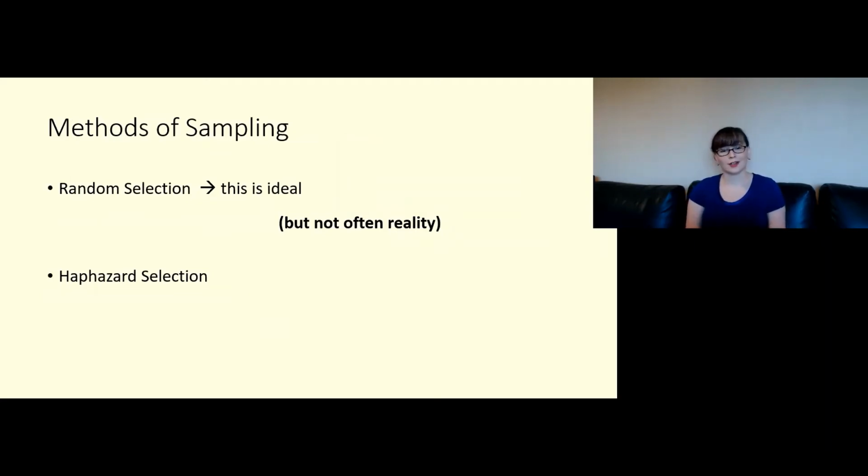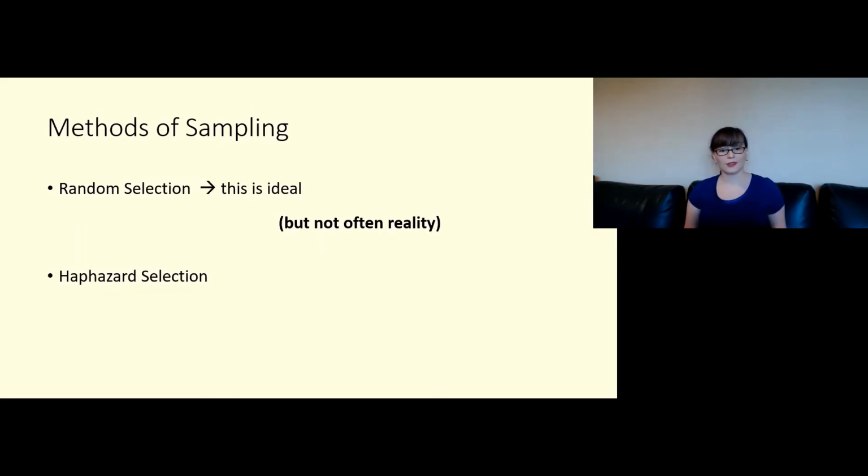The best case scenario is going to be random selection. This is the idea that anyone that's in our population could wind up in our study. And that's the ideal for a lot of reasons that we're not going to go into right now. The most important thing to think about with our sample is that we want our sample to be as unbiased as possible. We want our sample to be representative. We want our sample to look like a little microcosm of our population. That's the best case scenario.